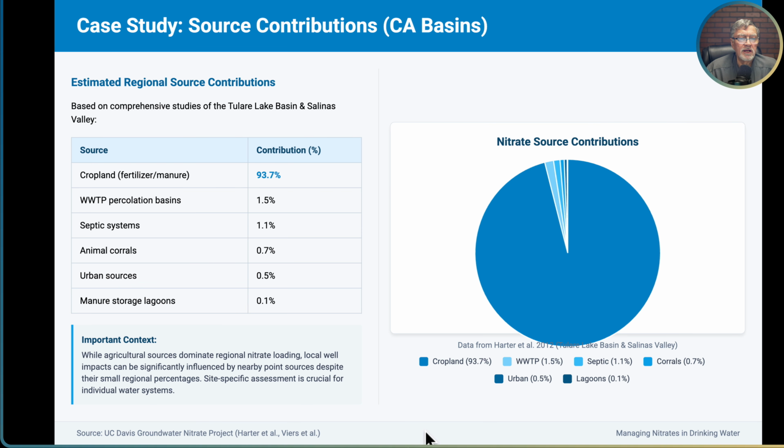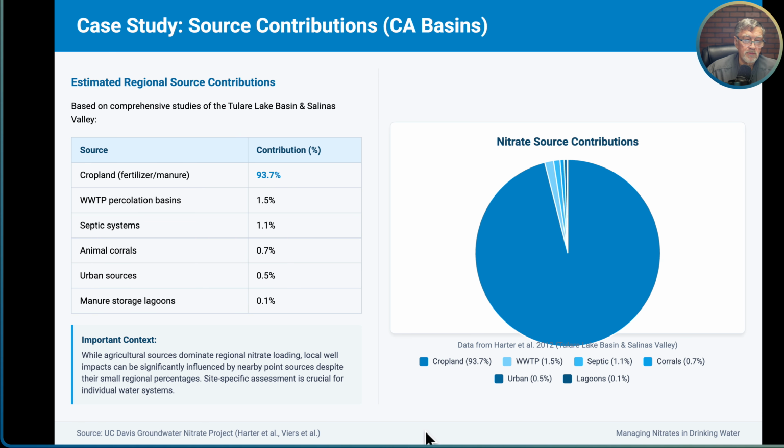All right, case study, source contributors. This is in the California basins. So we can see the estimated regional source contributions, which are based on that UC Davis study of the Tulare Lake Basin and Salinas Valley. You can see cropland, 93.7%. So manure and fertilizer contributed almost 94% to regional nitrate loading. The others are pretty minor, so they can be significant if you're right next to a well, but they're almost insignificant compared to fertilizer and manure and the feedlot.